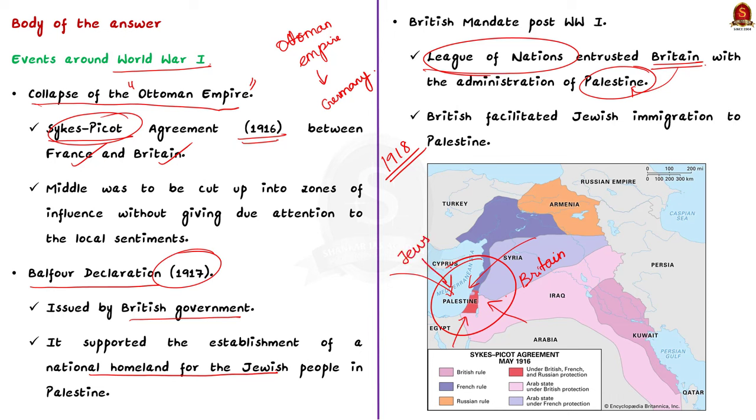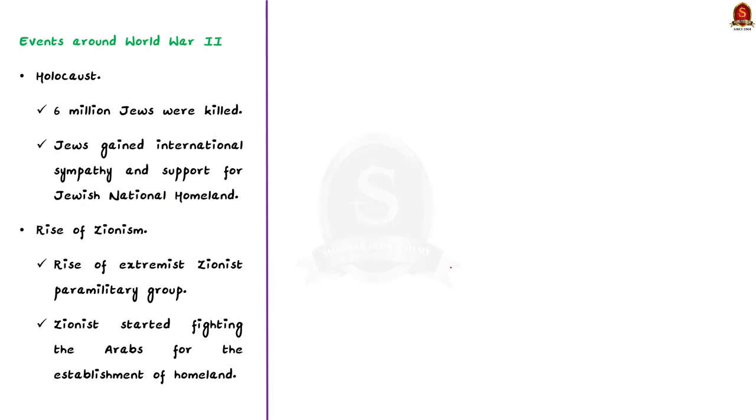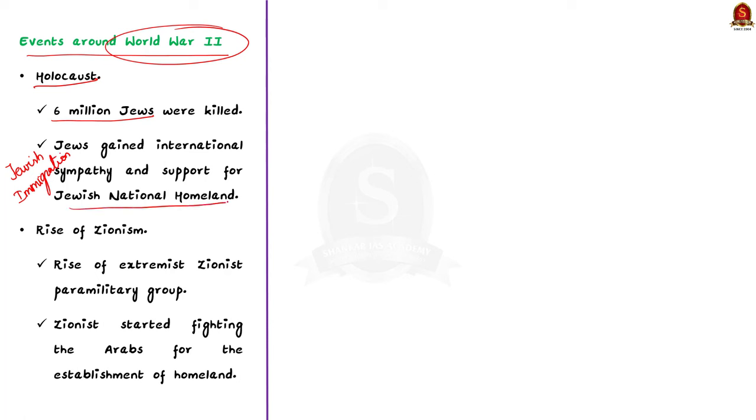For the second part of the question, you have to write about various incidents that happened around World War II that influenced the Israel-Palestine conflict. In this, first you have to write about the Holocaust. During the Holocaust, over 6 million Jews were systematically murdered by Nazi Germany. So this led to Jewish immigration to Palestine, and in addition to this, the Holocaust created global sympathy towards the Jewish people's plight, and people recognized the need for a Jewish homeland.